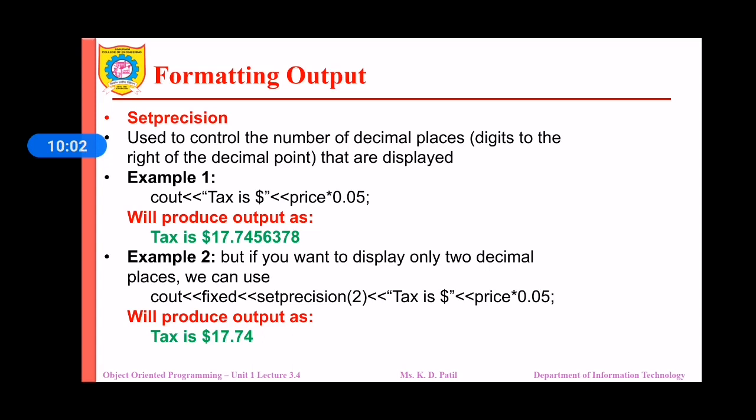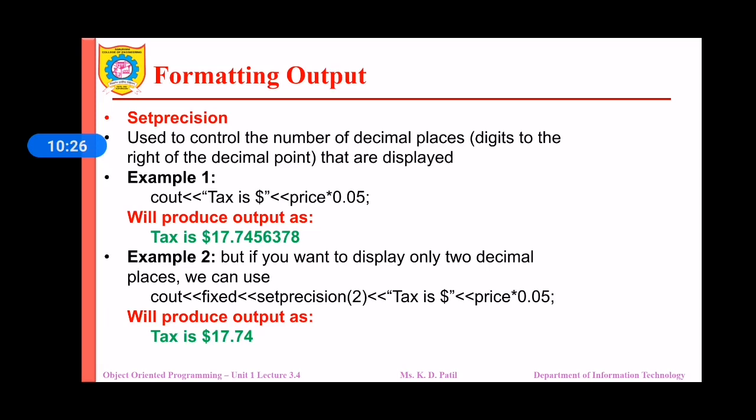And now I don't want all the decimal places which are after the point. I just want only two decimal places, and I want the output as 17.74. Then in that case I can use the setprecision manipulator. Please observe example number 2. Please observe the cout statement.